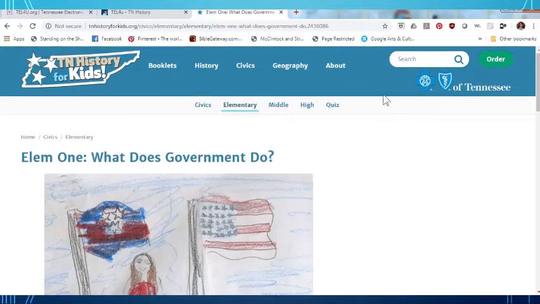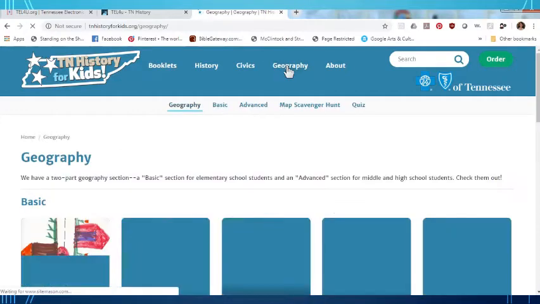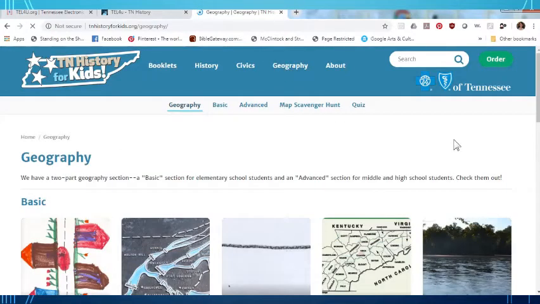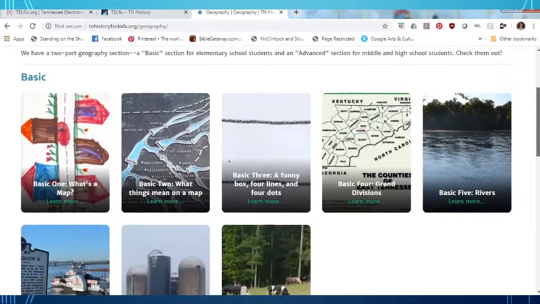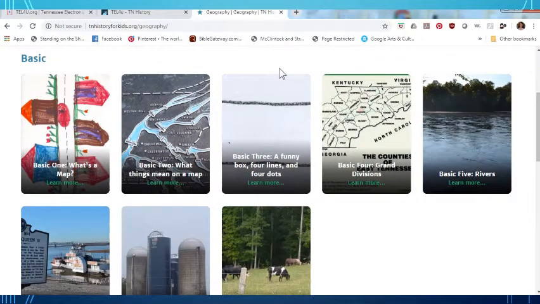Okay. The last one on Tennessee History for Kids we're going to look at is geography. And this is more about the land in Tennessee. Again, we have a section for elementary school and a section for middle and high school. So the first one you're going to come to as you go down is the ones for elementary school.